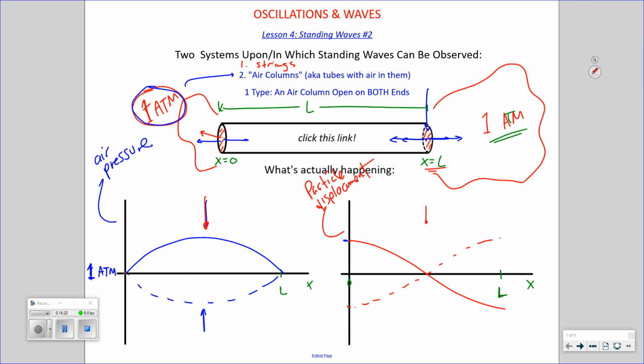So that's a lot to wrap your head around. It's a lot to wrap your head around, the fact that there is both a pressure variation and a displacement variation for individual air particles, and that those things are the opposite of each other.